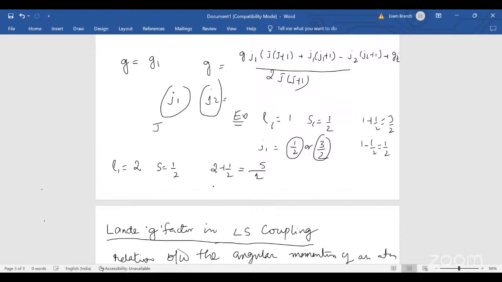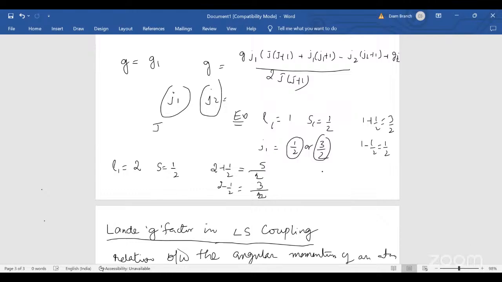Otherwise, what are you going to get? Another one, 2 minus half. So it will be how much? Sorry, 3 by 2 you are going to get. So depending upon the L value, you may be getting these. So similarly, you can get the J value also. J is equal to half, if you are having J is equal to 3 by 2.